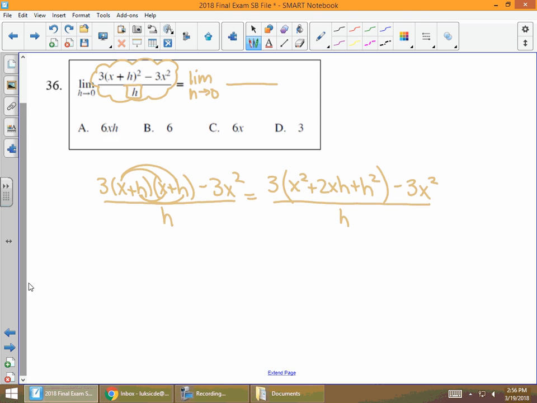Again, I'm not evaluating the limit. I'm not carrying the limit notation because I'm just kind of doing this as scrap work. Just simplifying it. So that's 3x squared plus 6xh plus 3h squared minus 3x squared.